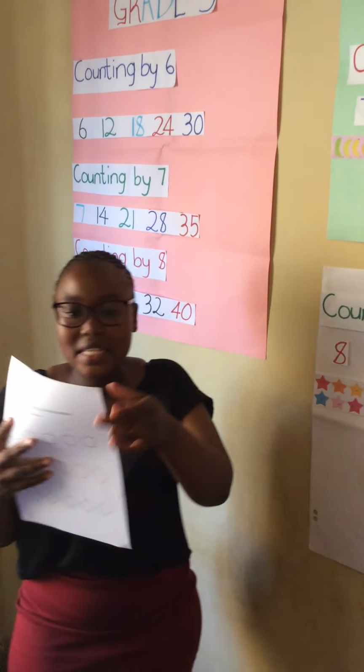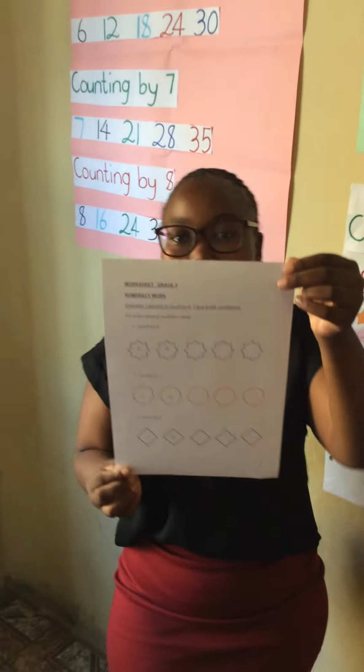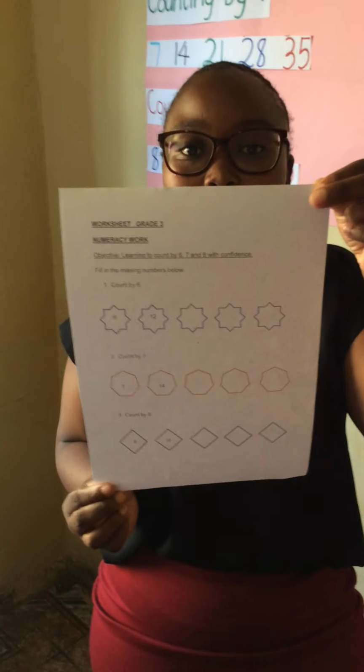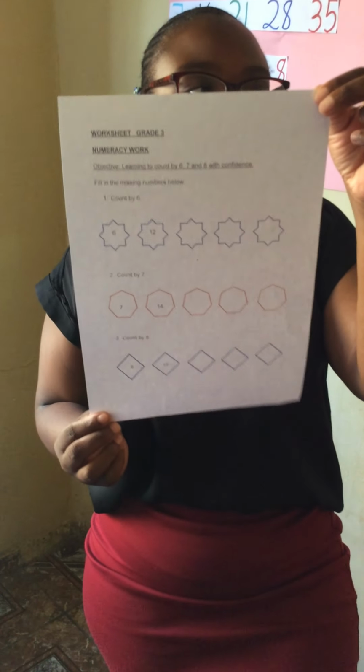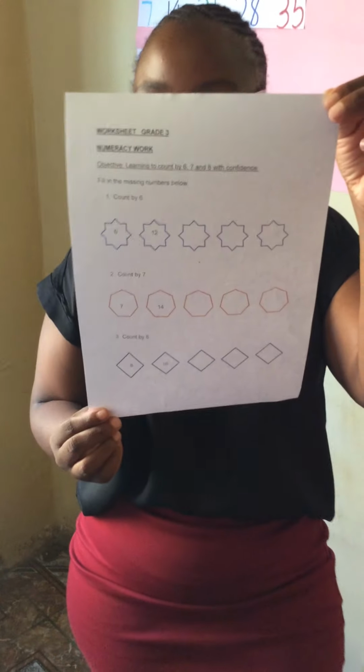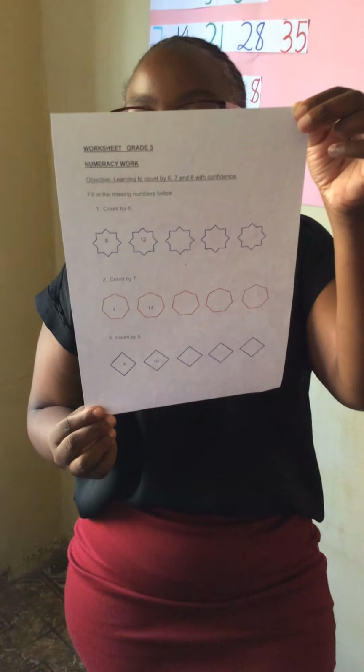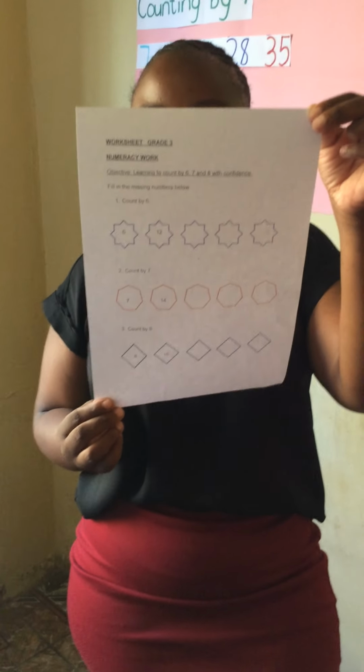Now your activity is this one. You'll be doing this activity alone, individually, so that is the I do part. You will do this activity alone. Number 1 is counting by 6. I've already written 6 and 12 for you.